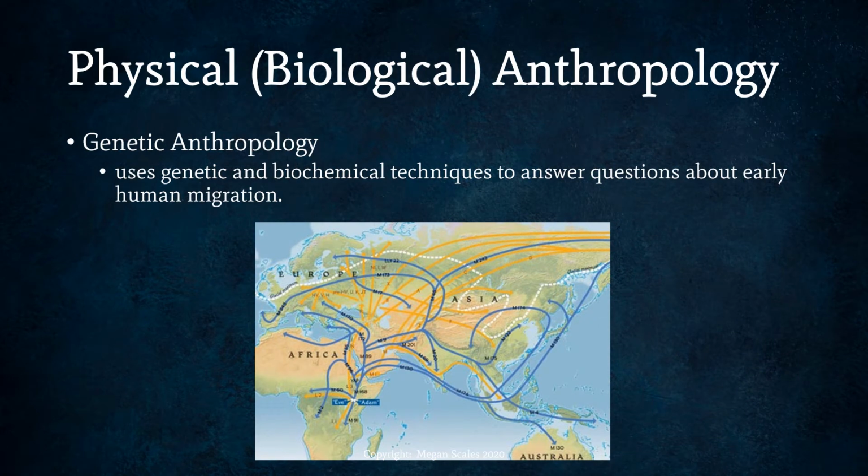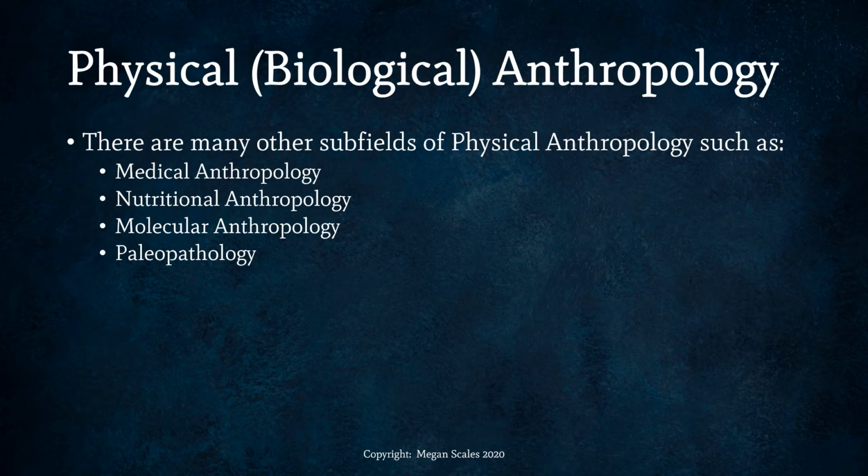Genetic anthropology uses genetic and biochemical techniques to answer questions about early human migration. So it studies DNA, basically, and by studying our DNA and different markers in different populations, we can figure out how anatomically modern humans, Homo sapiens sapiens, evolved in Africa and emerged, thus migrating to different continents across the globe. There are many other subfields of biological anthropology, including medical anthropology, nutritional anthropology, molecular anthropology, and paleopathology.